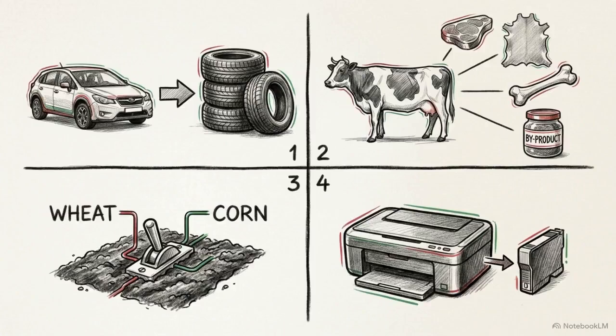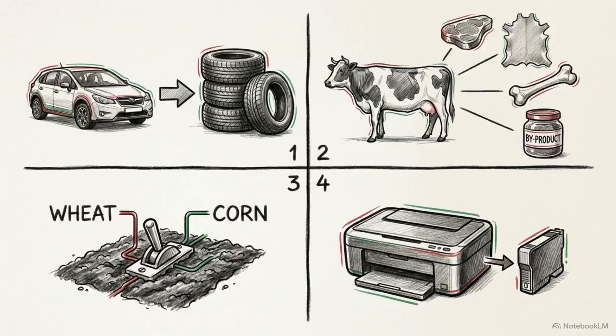Next is joint supply. This occurs when the production of one item leads to the simultaneous production of others. When cattle are processed for meat, the process naturally yields hides, bones, and tallow at the same time. These secondary items are called byproducts. While they aren't the primary focus of production, they still hold significant market utility. Because these goods are linked at the source, a change in demand for the main product automatically changes the availability of every related byproduct in the chain.